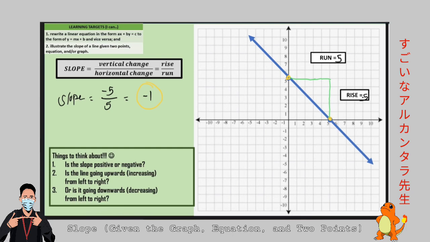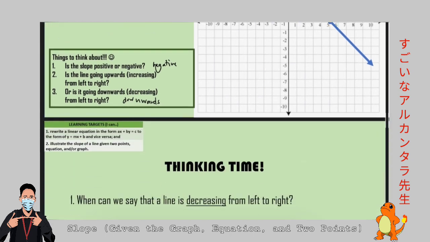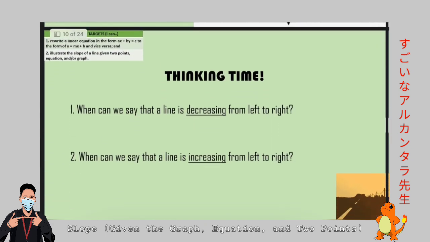And as you can notice, the slope is negative. At the same time, you can notice already that the line is going downwards. That's how easy it works. It's not meant to be complicated. It's just a matter of counting and directions. So let's try some things to think about.